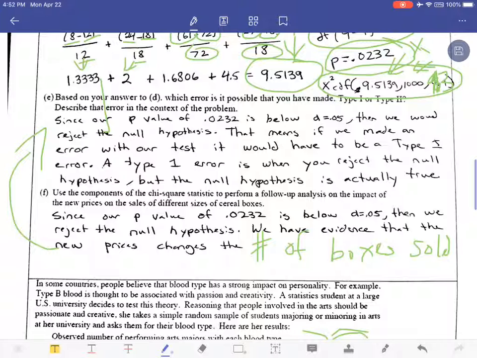Now going back up to part E, it's asking us what type of error we could have made. Now if we reject the null hypothesis, the only error that we could have is a type 1 error, because a type 1 error is where you reject the null hypothesis, but it is actually true. So if you reject the null hypothesis, the only type of error you can have is a type 1 error. So that's what you have for part E listed there.